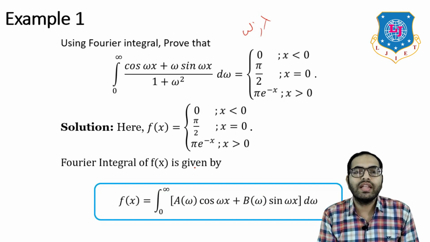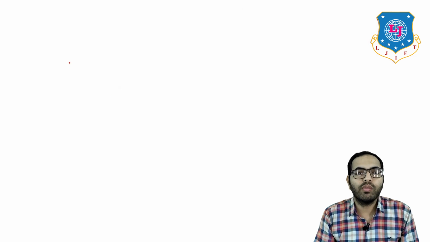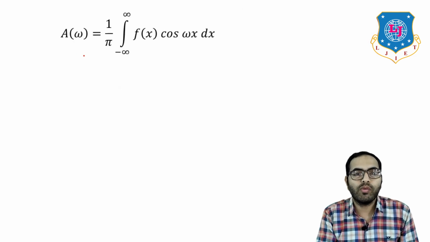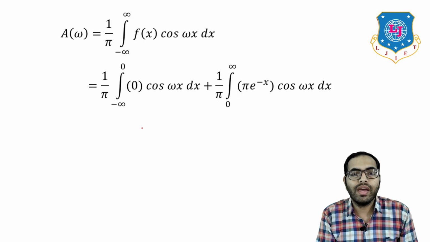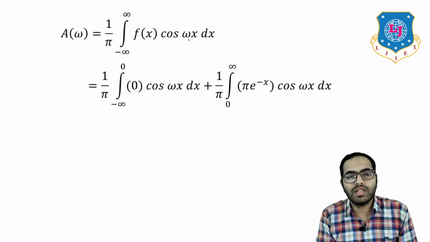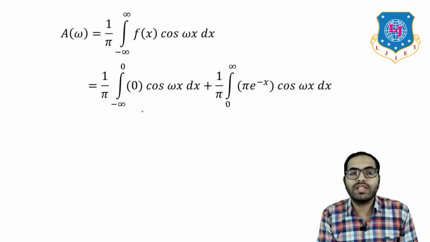Let's move on to finding the value of a of omega. We have the formula a of omega is equal to 1 upon pi integral minus infinity to infinity f of x cos omega x dx. Here our limit is in piecewise continuous form, so 1 upon pi, splitting the limits, minus infinity to 0 f of x cos omega x dx plus 1 upon pi 0 to infinity f of x cos omega x dx. See, whenever x is less than 0, the function is equal to 0, and when x is greater than 0, the function is pi e raised to minus x. Then substituting the values of the function.